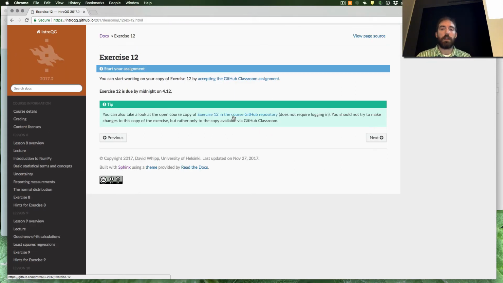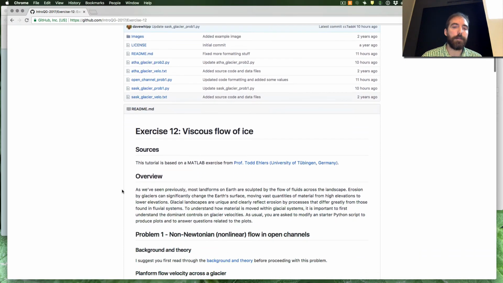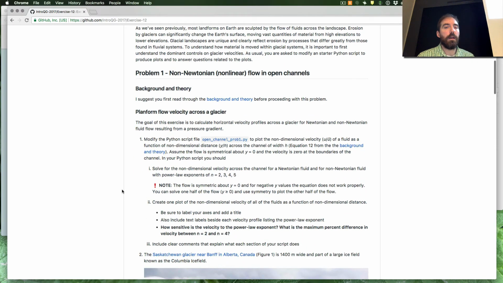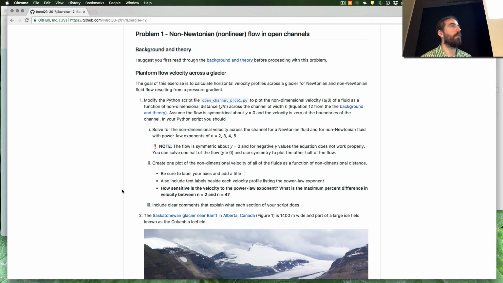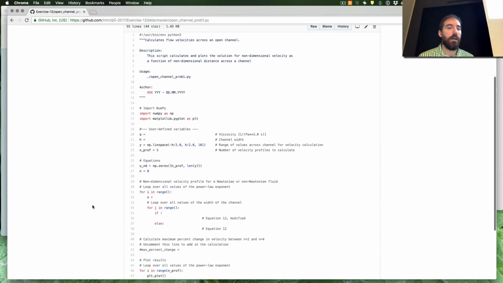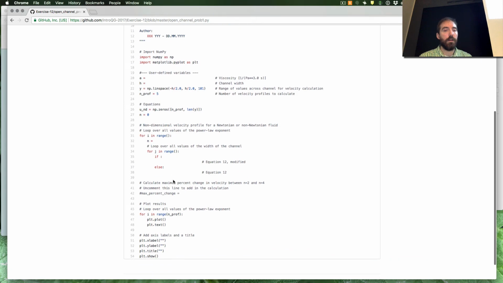All right, so let's just take a quick look then at the exercise itself, and then I'll turn you loose to get started. So here we have exercise 12, and the first part is looking at flow of ice in a channel. And so you have a starter script here, and you're going to fill in some things to get the starter script working, including putting in the equation that you need to use to calculate the velocity.